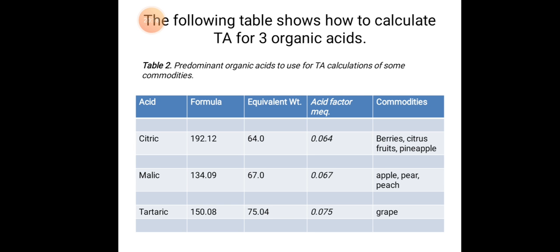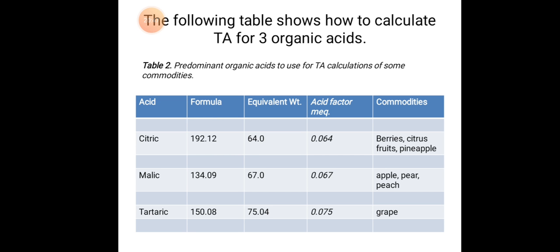Table 2. Predominant organic acids to use for titratable acidity calculations of some commodities. Acid, formula weight, equivalent weight, acid factor milliequivalent, and commodities are the headings of the table. Coming to the first one, citric acid, 192.12, 64, 0.064. Commodities are berries, citrus fruits, pineapple.